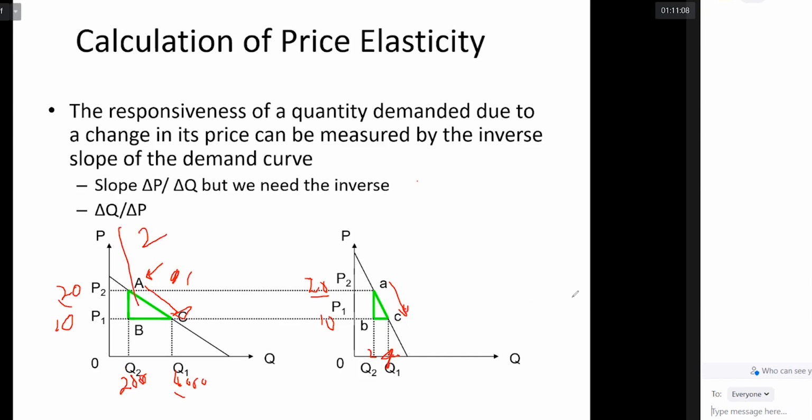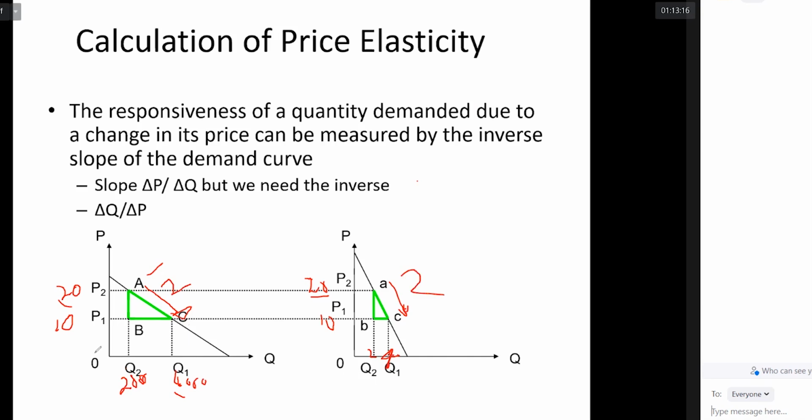This one should be 2. And the second one should be 2 divided by 10, 0.2, multiplied by the original price, 20, divided by... this is also 2. The correct answer here is that we are getting 2 as the price elasticity of demand. So here we are getting 2 and here we are getting 2.